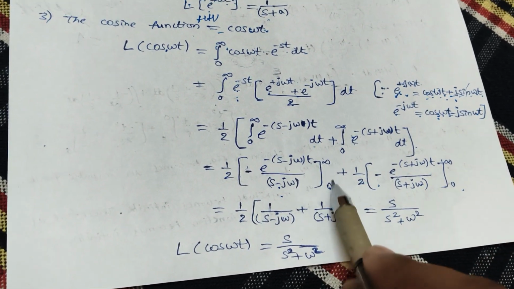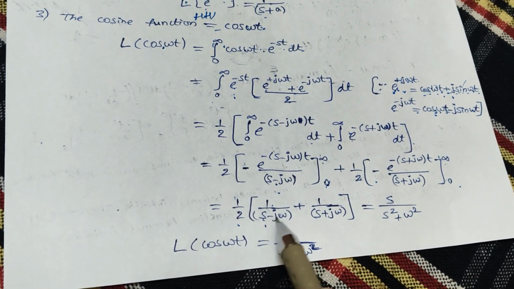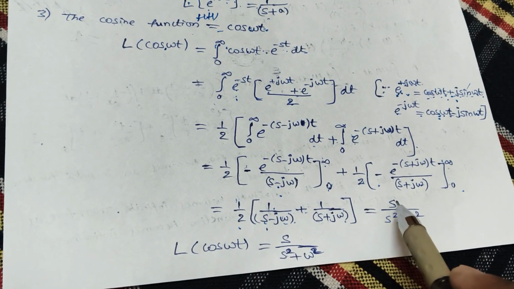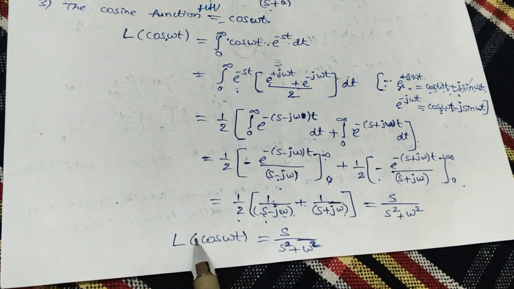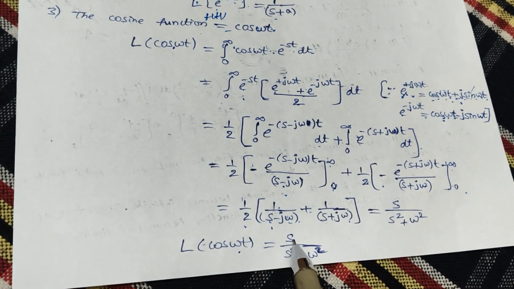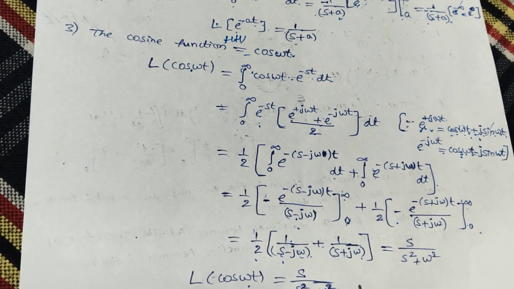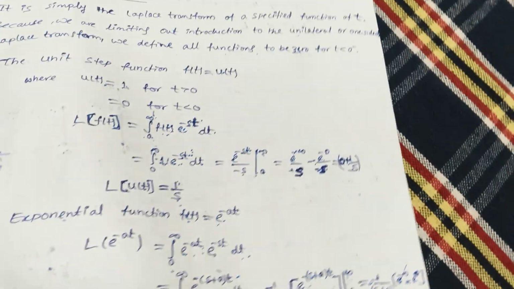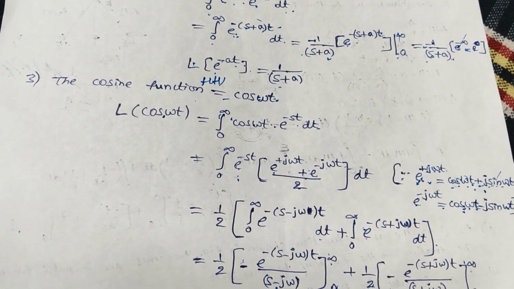If I substitute these limits 0 to infinity, I'll get 1 by 2 of 1 by s minus j omega plus 1 by s plus j omega, which I can simplify as s by s square plus omega square. So Laplace transform of cos omega t is nothing but s by s square plus omega square. In this way, you can find out the Laplace transform of any function. So this is all about finding out the Laplace transform of the functions.